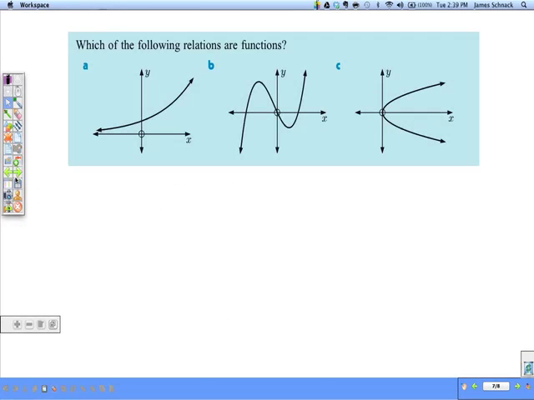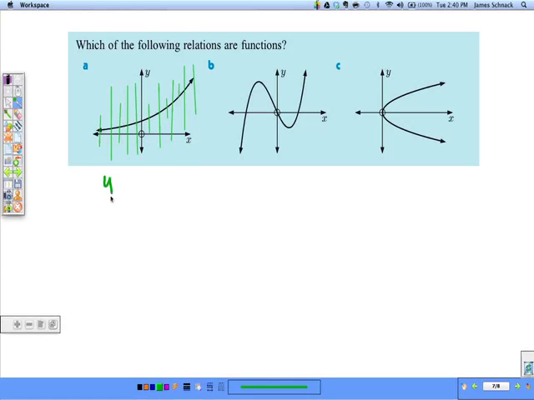So here are three graphs. Let's decide which ones are functions. Since these are graphs, I'm going to start throwing down vertical lines. In part A, is there any place that I can draw a vertical line that would cross this curve more than once? And I'm hoping you're saying no, there is no place. So is this a function? Yes.